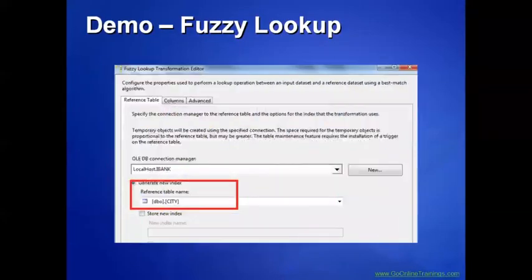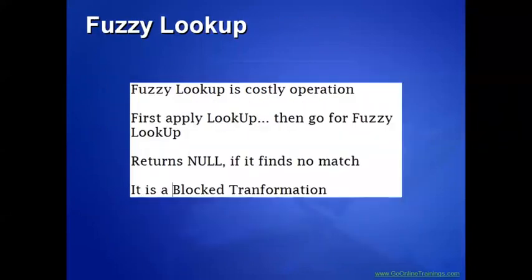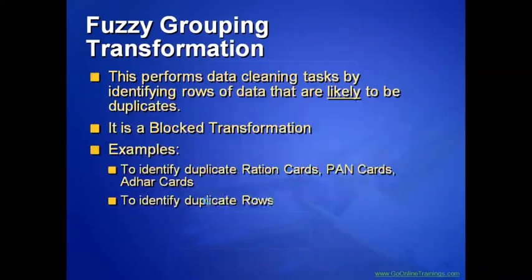Okay, the next one is called fuzzy grouping transformation. Fuzzy lookup is a costly operation because it is a blocking operation. First apply lookup, get 100% matching, and whatever unmatched data you get, take the unmatched data and dump it as a source to the fuzzy lookup so that it can work with that unmatched data. It returns null if there is no match, right? It is a block transformation.